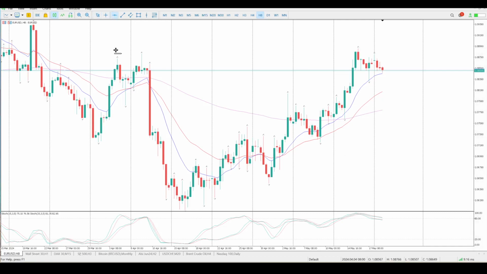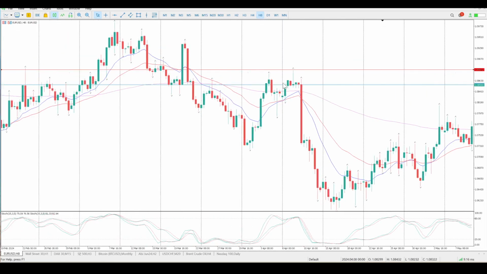So, as suggested yesterday, we have a pretty strong area of resistance up here at 108852. Now, we did start the day up there, but then we finished down a bit lower.